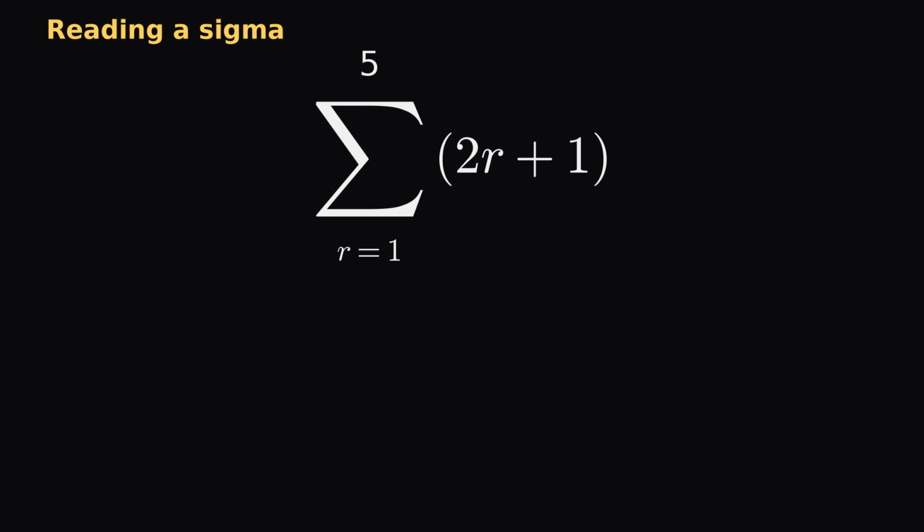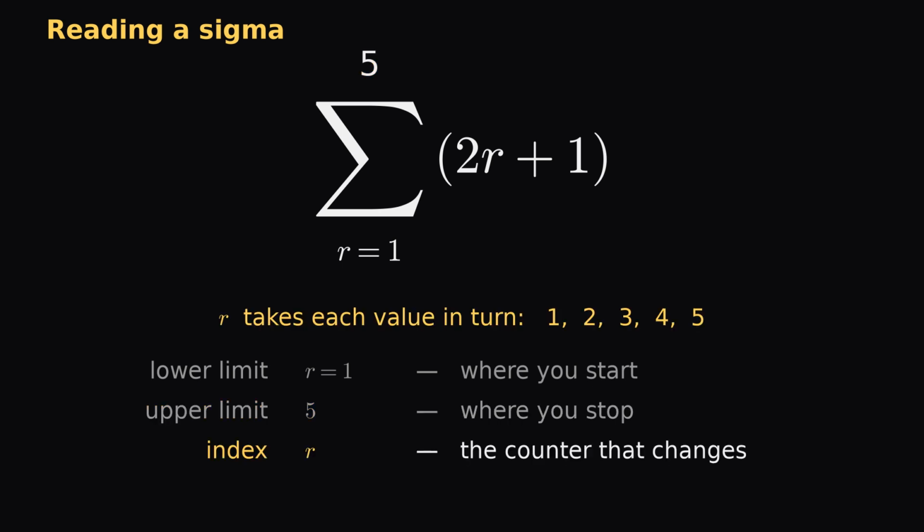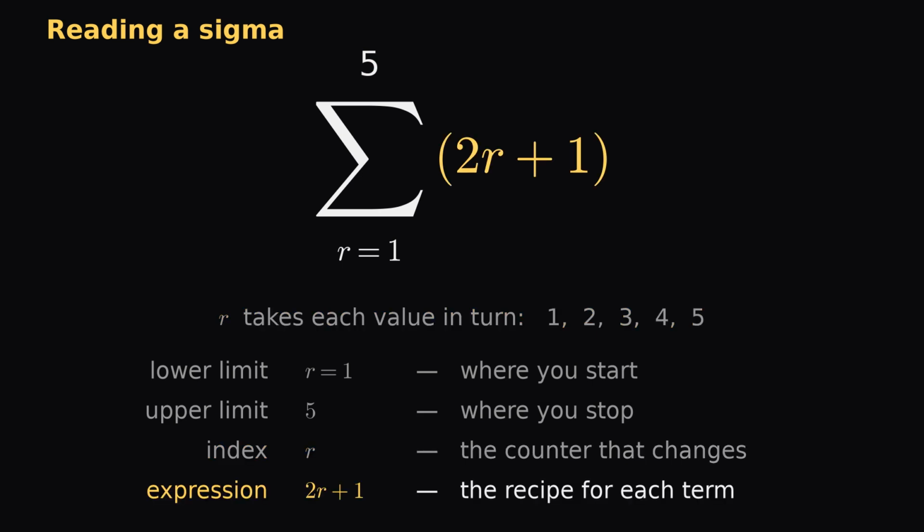So let's label it. Read it from the bottom. R equals 1 is where you start. That's the lower limit. The 5 on top is where you stop. That's the upper limit. R is the index. It's the counter that changes. And the bit on the right is the expression. It's the recipe for each term.